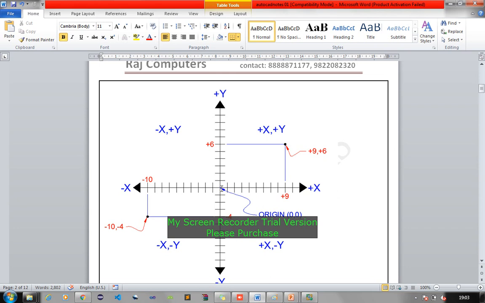If I go to the right of the origin, I will be getting positive values. If I go to the top of the origin, I will be getting positive values. But if I go left of the origin, then I will be getting negative values. So this is 1, this is minus 1, this is 2, this is minus 2, this is 3, this is minus 3, and so on.